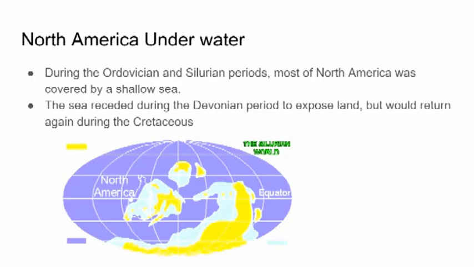So this image is during the Ordovician and Silurian periods, when most of North America is covered by that shallow sea. The light blue is shallow water, dark blue is deep water, and the yellow represents exposed land. There's not that much here in the North America region that's exposed.